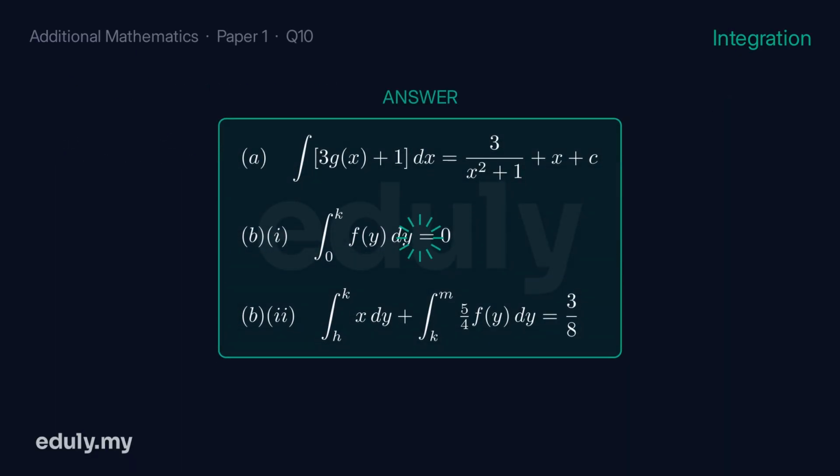Final answers. Part A is 3 over x squared plus 1 plus x plus c. Part B1 is 0 because the 2 bumps cancel, and Part B2 is 3 over 8.